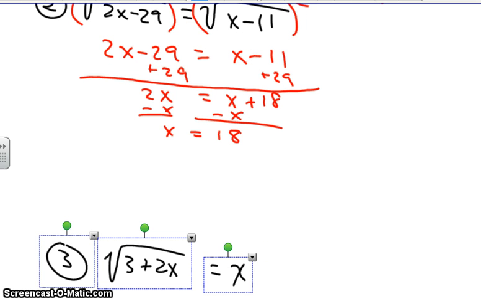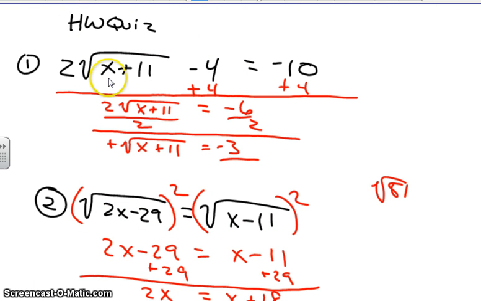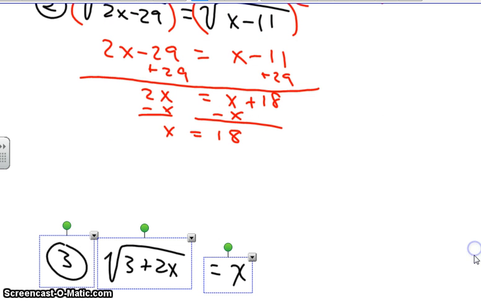Those of you who chose -2 up at the very first one, if you check that in the equation, it won't work. Let's see, -2 plus 11 is, and the square root of 9 is, and 2 times 3 is 6 minus 4, is that -10? 6 minus 4? No. Negative 6 minus 4, yes, but not 6 minus 4.